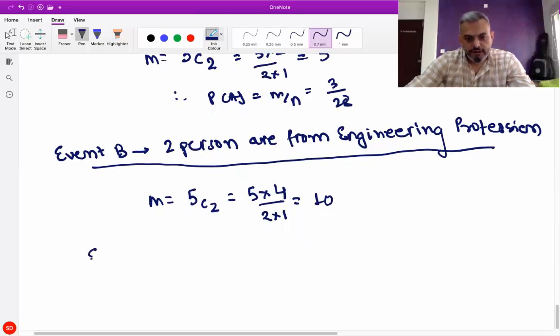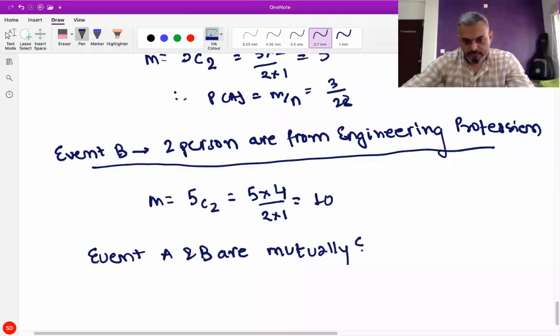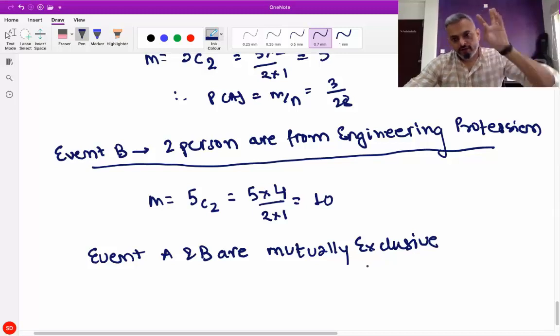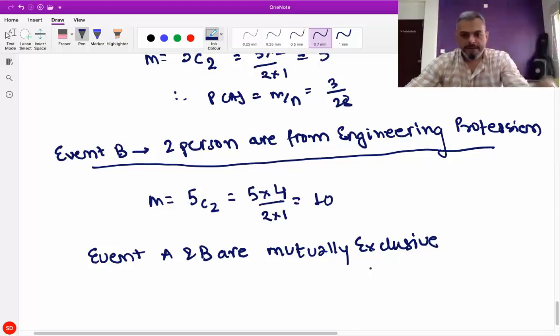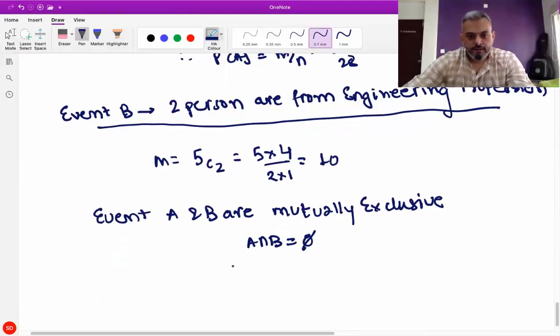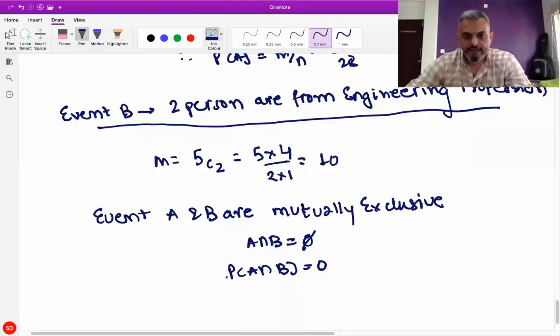Now your events A and B are mutually exclusive. The two persons both being engineering and medical is not possible. So either they are both from engineering or they are both from medical. So they are mutually exclusive. So A intersection B is equal to null, or we can say probability of A intersection B is equal to 0. There is no chance that this will happen.